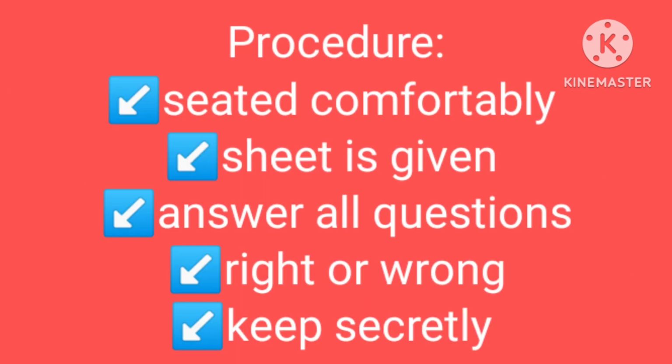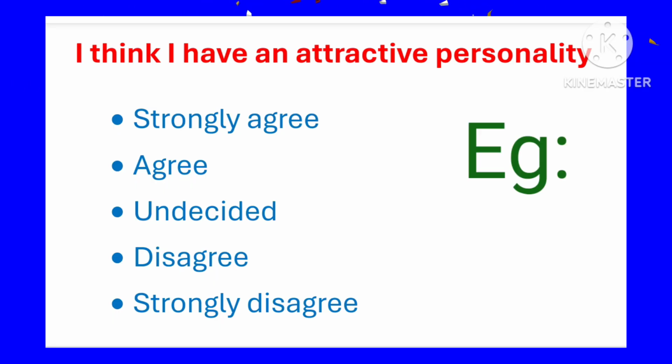In the previous videos, I haven't talked about the procedure. We have to know the procedure. The subject should be seated comfortably. The sheet will be given. The subject has to answer all the questions. There is no right or wrong answer for the response. The subject tries to give their response according to their feeling. The answers should be kept secret. There is no time limit for the experiment.